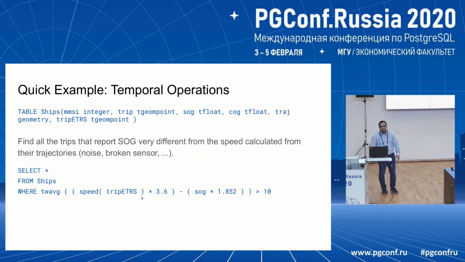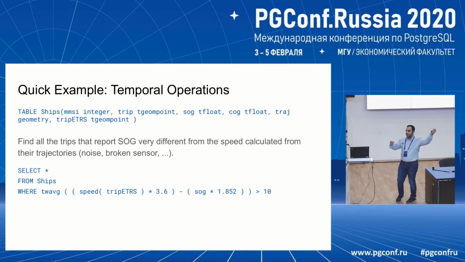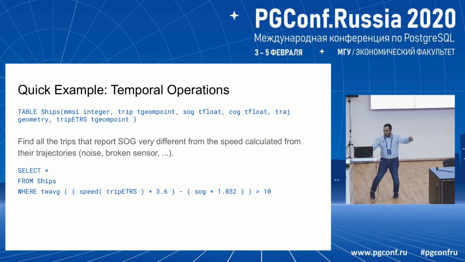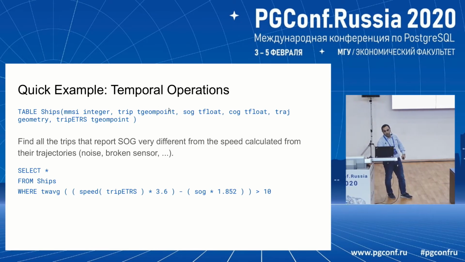Another example to explain more of temporal operations, we want to find the ships that have a speed over ground that is coming from the sensor, different than the speed calculated from the spatiotemporal trajectory. So basically, in this table, we have two speed components. One that is coming from the sensor, and one that can be calculated from the other sensor that reports the location over time. So we can calculate the speed of this attribute and compare it to this attribute.